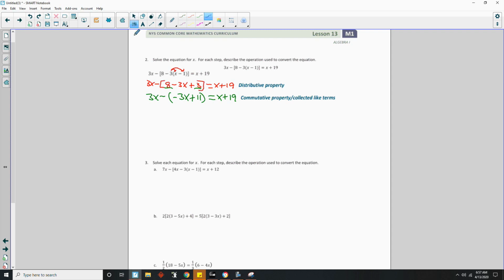Now I'm going to distribute that negative. There's more than one way we can do this. Okay, so we're going to multiply. Think of this as a 1 here. We're going to distribute this -1 to these two. So it's going to be 3x. Negative times a negative is positive 3x. Negative times a positive is -11 equals x plus 19.